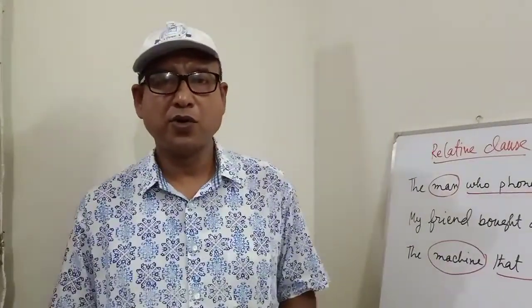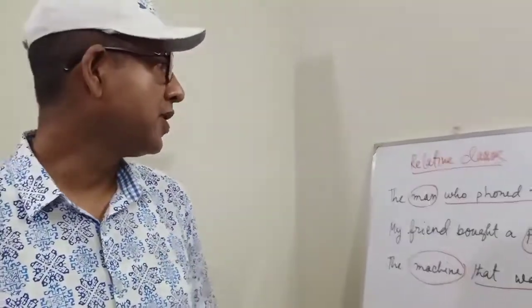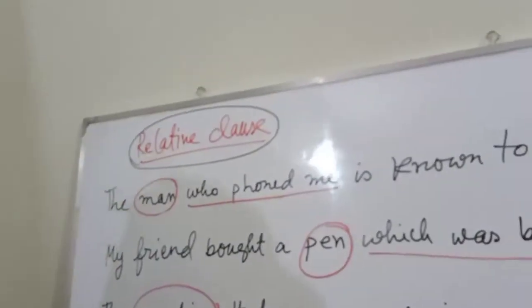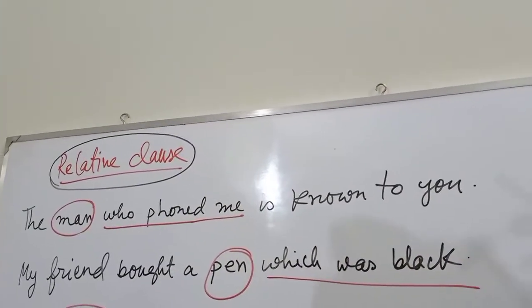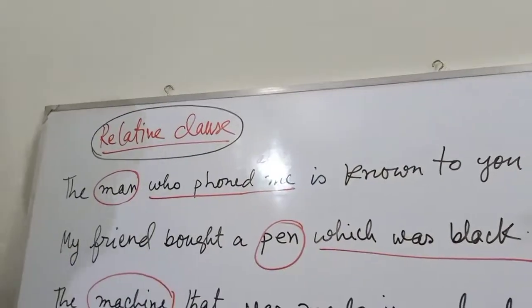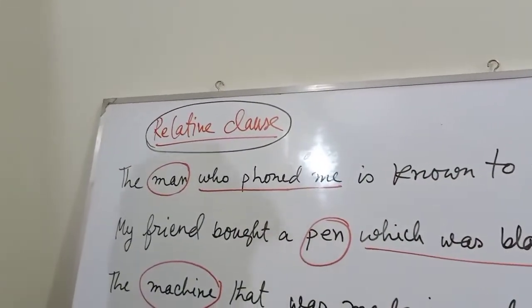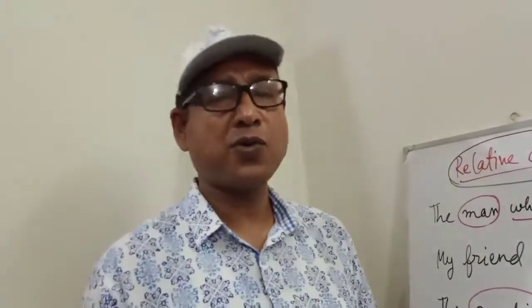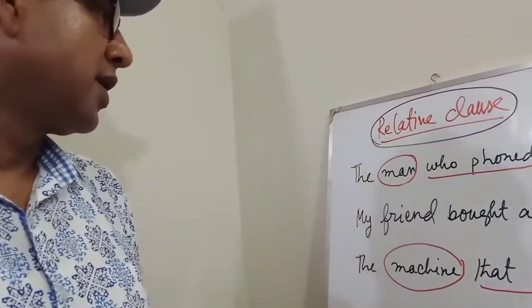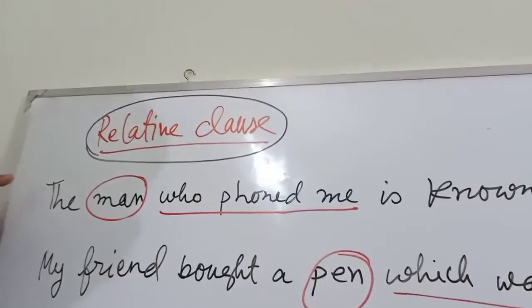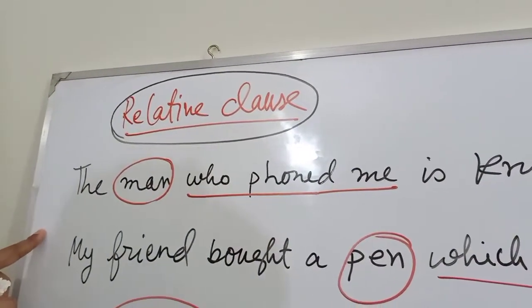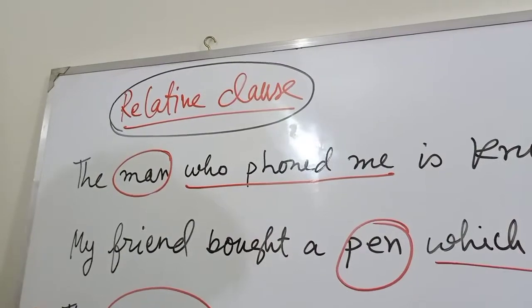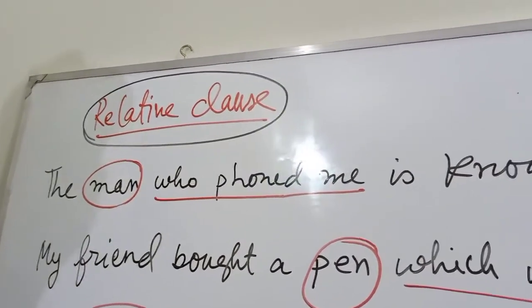Now we shall try to see how relative clauses are used as post modifier. A relative clause is usually started with who, that, where, how, etc. In the examples, you will see how the relative clauses are used as post modifier.